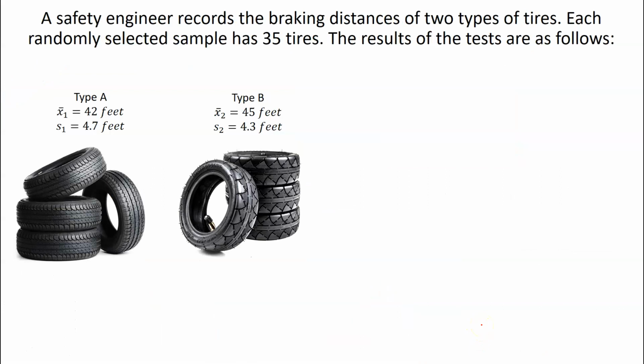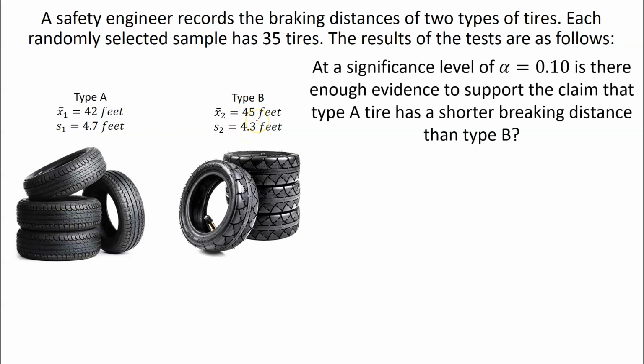All right, let's take a look at another one here. A safety engineer records the braking distance of two types of tires. We have two different kinds of tires here. They randomly select samples of 35 tires. The results of the tests are as follows. Type A, their mean stopping distance was 42 feet with a sample standard deviation of 4.7 feet. With this one, the mean stopping distance was 45 with a sample standard deviation of 4.3.